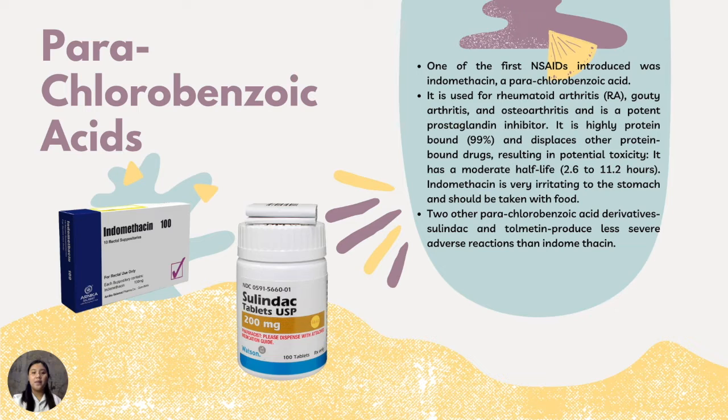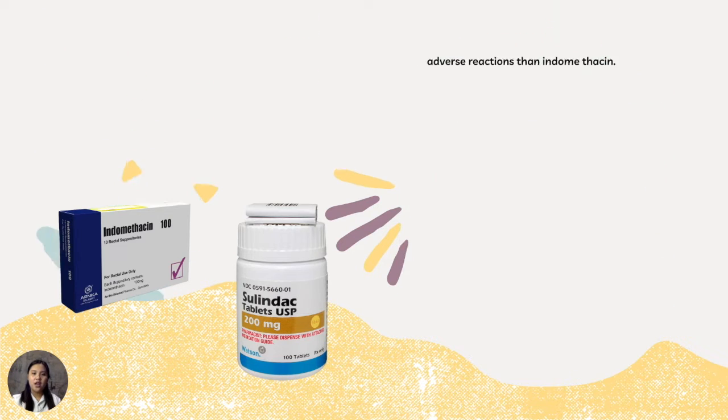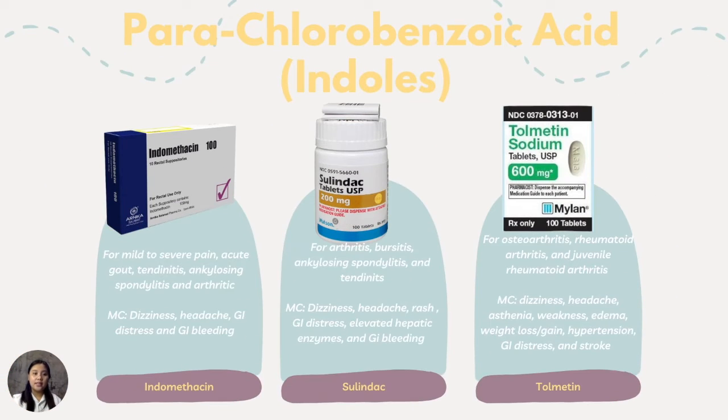Two other para-chlorobenzoic acid derivatives are sulindac and tolmetin, which produce less severe adverse reactions than indomethacin. Tolmetin is not as highly protein bound as indomethacin and sulindac, and it has a short half-life. This group of NSAIDs may cause sodium and water retention and increase blood pressure. So let's meet these drugs.